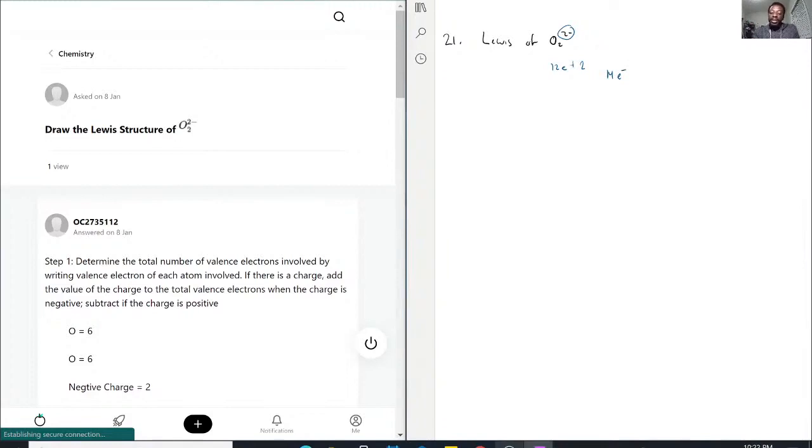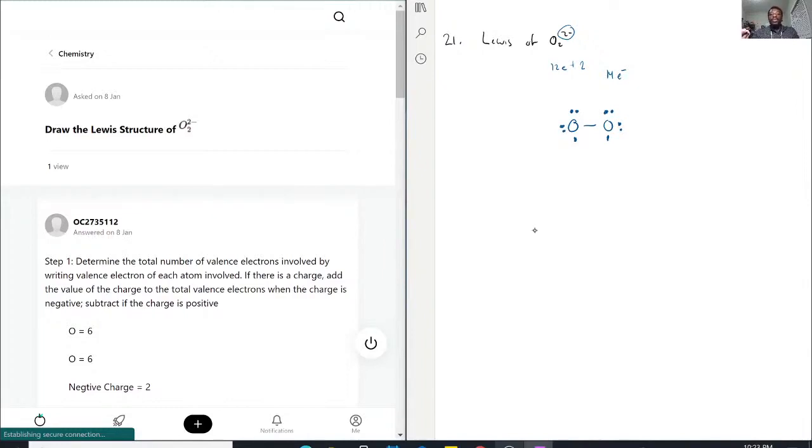So with that being said, we're going to put the oxygens next to each other, O and O. And now we're going to fill in the current valence electrons that each has. So 1 is right now being shared. So 2, 3, 4, 5, 6. 2, 3, 4, 5, 6. And now we can go ahead and add the 2 minus, okay?